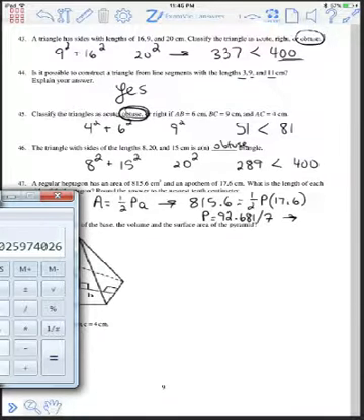We get 13.24 centimeters for one of the sides of that hexagon.